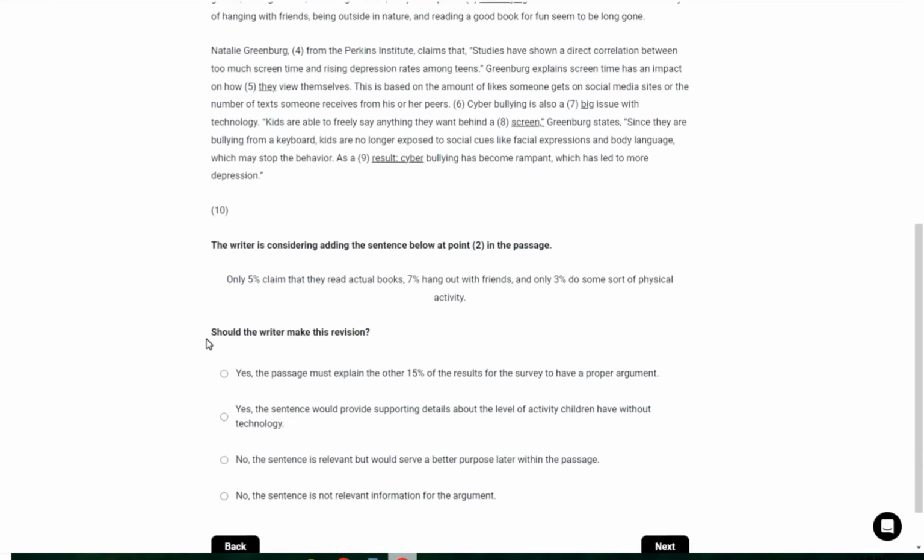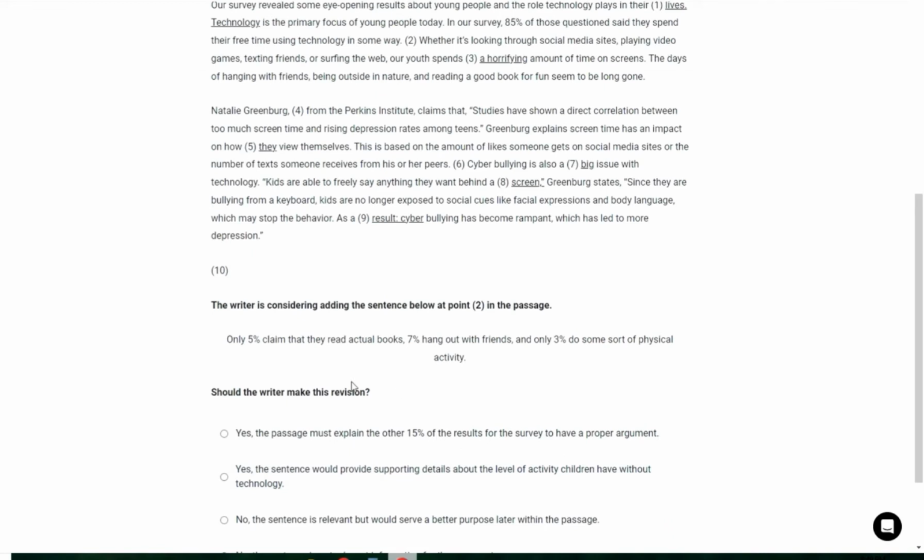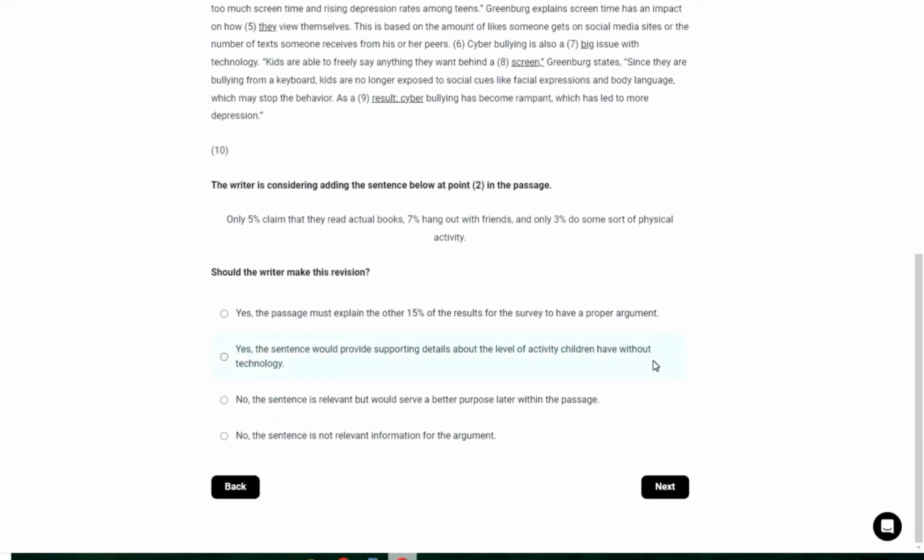Now let's read the second one. The sentence would provide supporting details about the level of activity children have without technology. That one makes a little bit of sense because it's talking about reading actual books, hanging out with friends, and doing some sort of physical activity, which are all things that you have to do without the technology. So that one would make sense, and we're going to go with B.